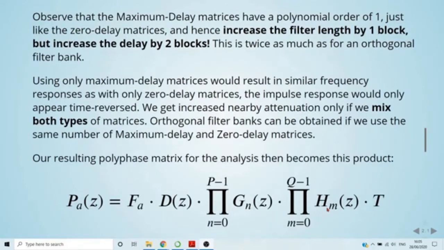Using only maximum delay matrices would result in similar frequency responses as with only zero delay matrices. The impulse response would only appear time reversed. We get increased nearby attenuation only if we mix both types of matrices. Orthogonal filter banks can be obtained if we use the same number of maximum delay and zero delay matrices.